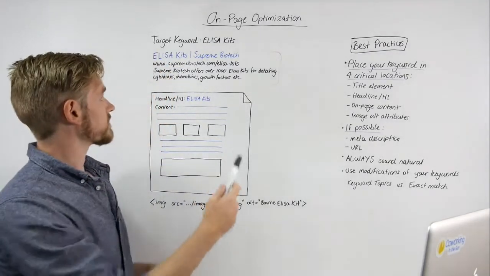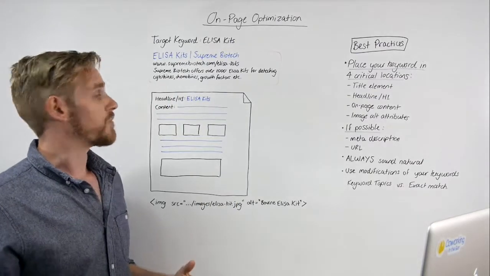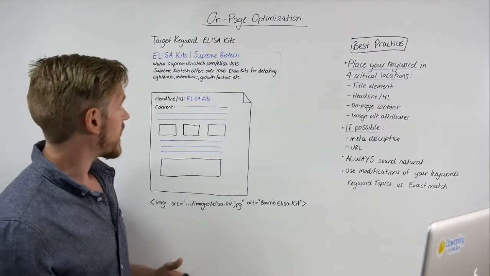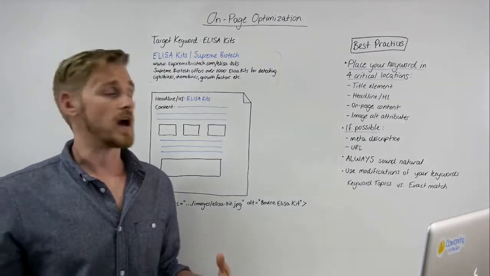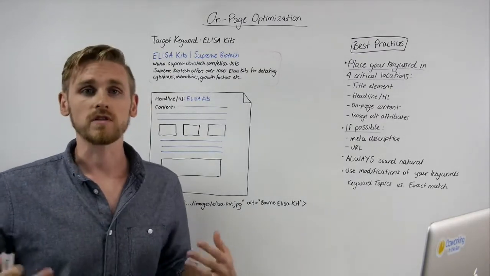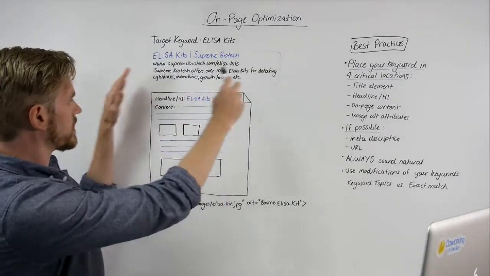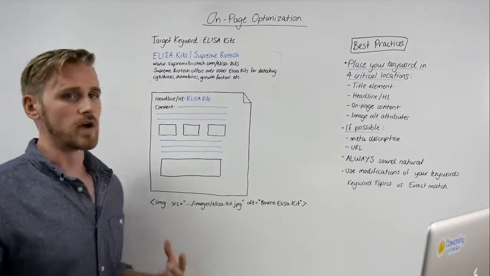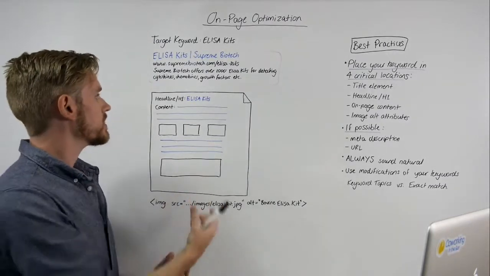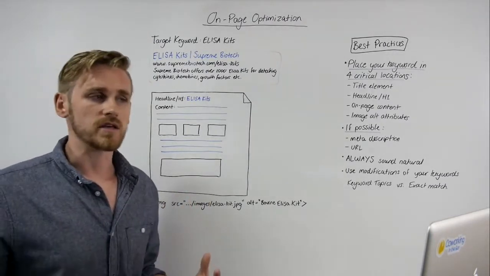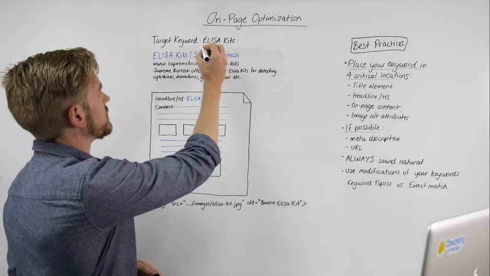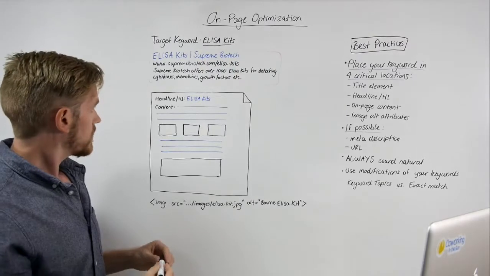So what I've done here is I've created a fake biotech company called Supreme Biotech. And what we've decided to do is launch a catalog of ELISA kits. So here is an example of the web page where we're going to target those ELISA kits, where we're going to list the products or at least list some information about the products. And we are targeting this keyword here, ELISA kits.